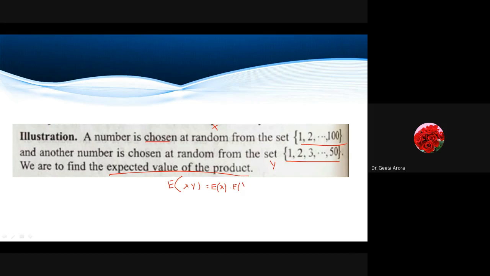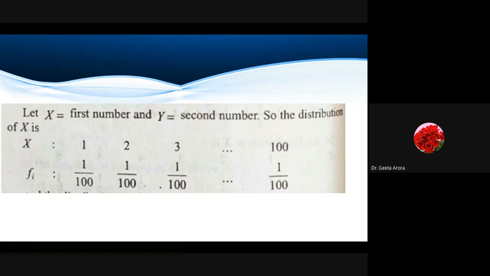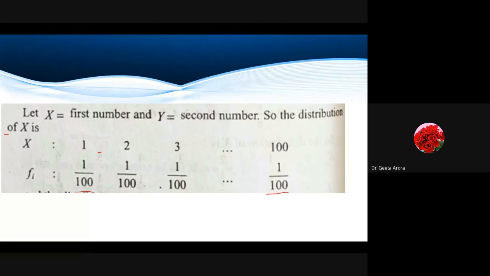Now, how to calculate expected value? We have to take the sum of the product of the variable with its probability. If we have 100 numbers, 1 to 100, obviously each number can appear on top, so the probability is 1 by 100, which is the same for each. The sum of the products gives the expectation. Here we have taken Y. The numbers are 1 to 50, and their corresponding probabilities are 1 by 50.